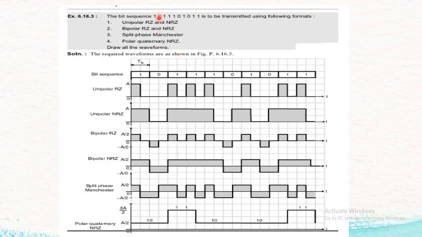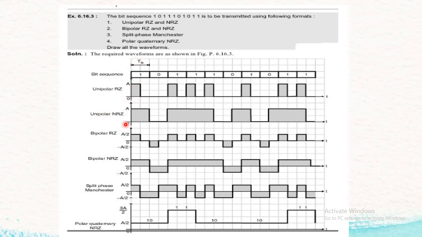So what do we have to do? First we write down all the bits in the sequence: 1 0 1 1 1 0 1 0 1 1. First we go for unipolar RZ. As per the definition of unipolar RZ, RZ stands for return to 0. So after a half time period there is a return to the 0 value. Therefore for 1, the first half is high and the next half is 0 or low. For unipolar RZ, 0 is represented by 0. For the next 1, half is high, half is low, and so on. In this way we draw the unipolar RZ. In a unipolar signal the voltage levels are 0 and 1, or 0 and A.